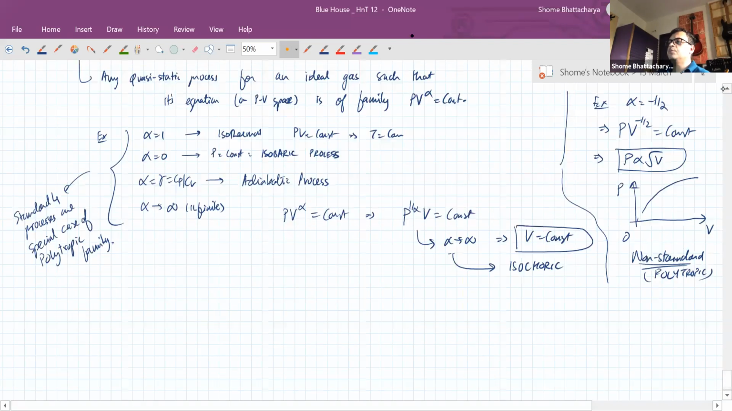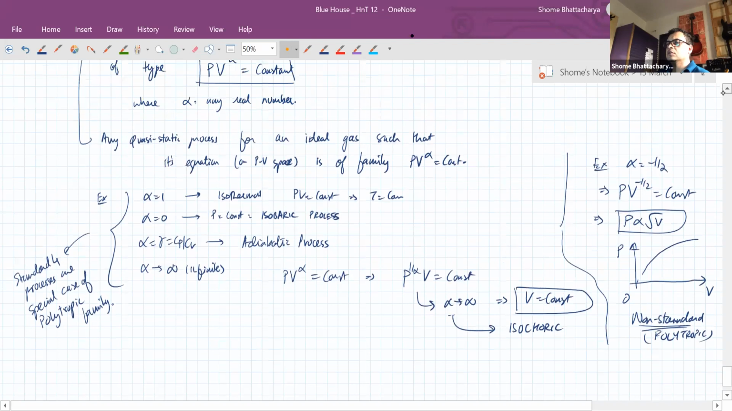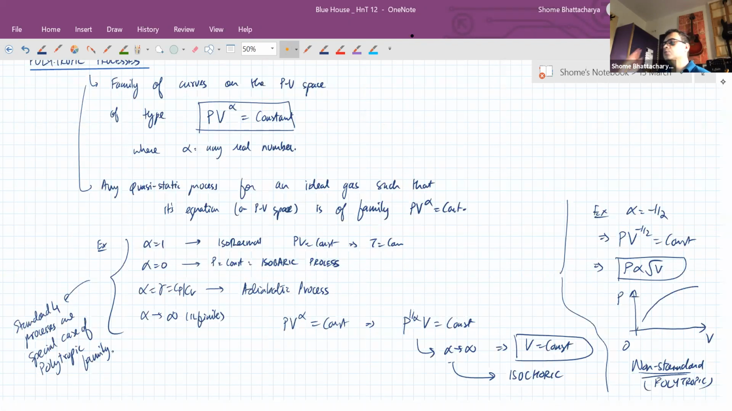So for any general polytropic process, we can use a set of general formulae, which I'm going to write down next.